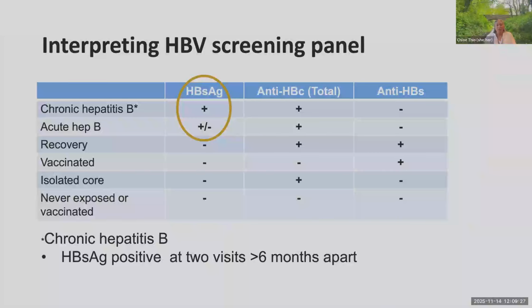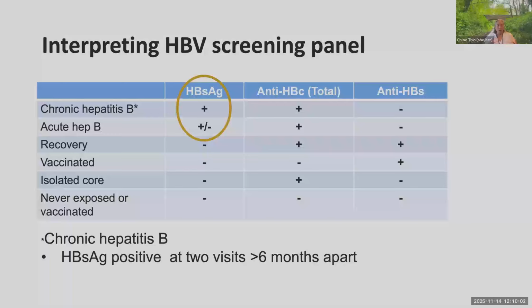All right, so let's talk about the hepatitis B screening panel. Up on the top are the 3 tests in this triple screening panel. The easiest way, I think, to think about this is to just focus on the surface antigen. If somebody is surface antigen positive, then a light should go on in your head that says this person likely has chronic hepatitis B. They may also have acute hepatitis B, but you could probably get that from the history if they've had a recent exposure, but most likely they have chronic hepatitis B.